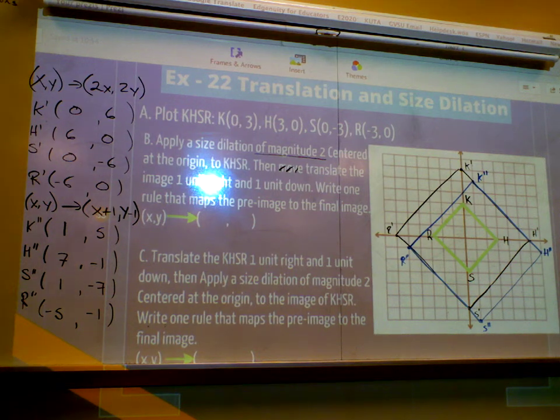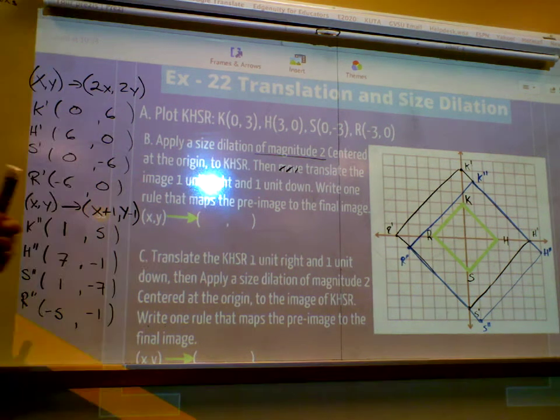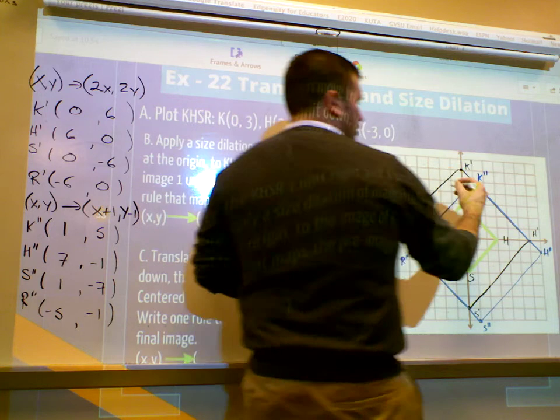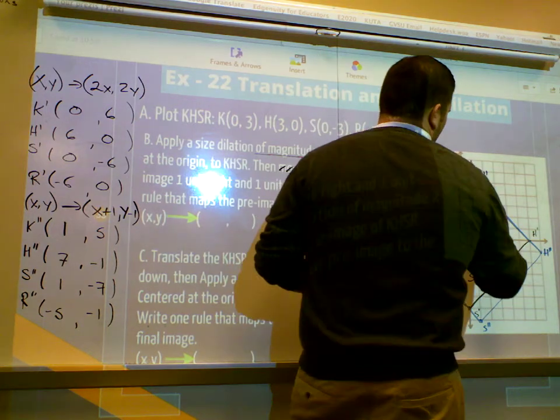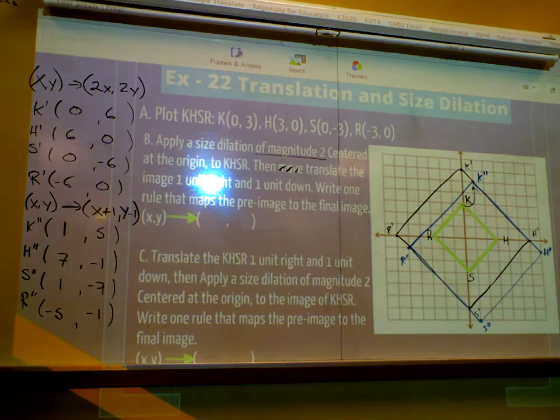The composite transformation is the transformation that moves K, our original, to K prime, or K double prime, our second image. We want to find the combination that ends up there, the rule that'll take K and move it to K double prime. Any ideas?